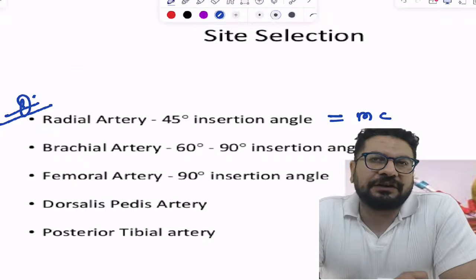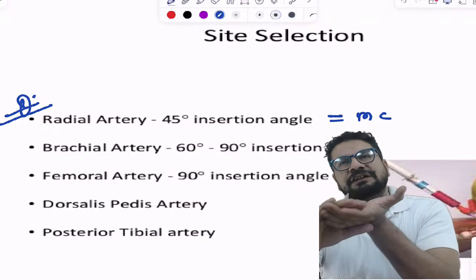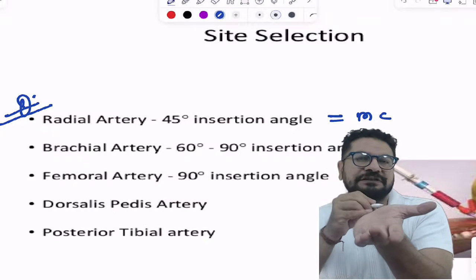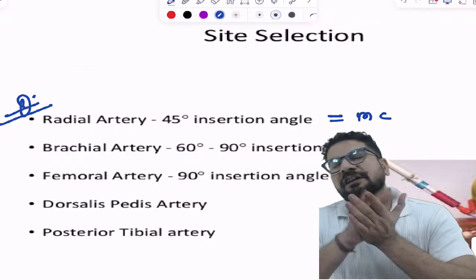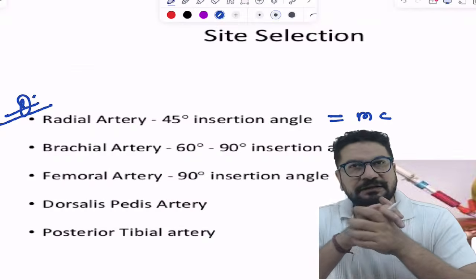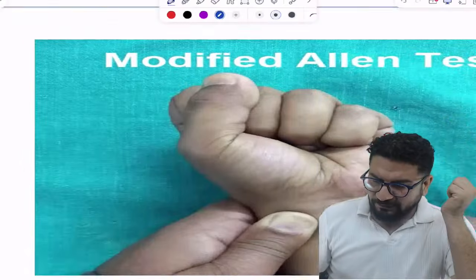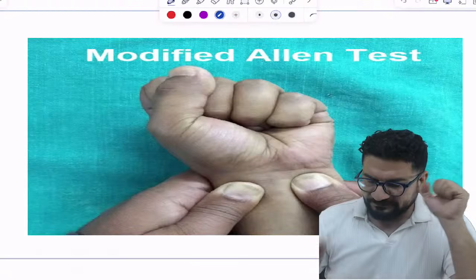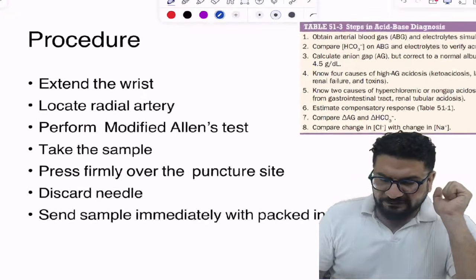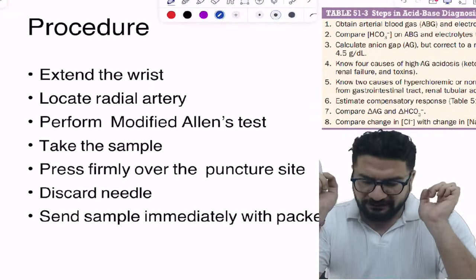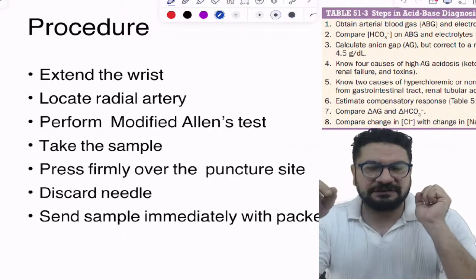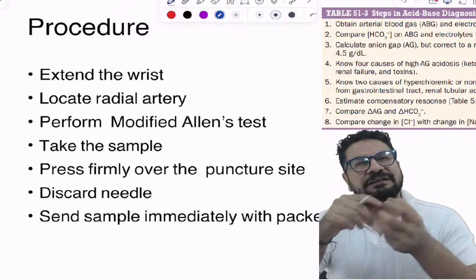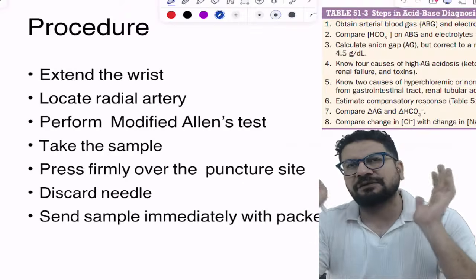So whenever we are doing an ABG sample, remember what we do, we extend the arm and the needle is inserted at 45 degree into your radial artery, and then we take the sample. Before sample, we perform a test. The test is called modified Allen test. So procedure is simple. Extend the wrist, we have to locate the radial artery, perform this test, then puncture the site, take the sample, discard the needle and send this via cold chain.